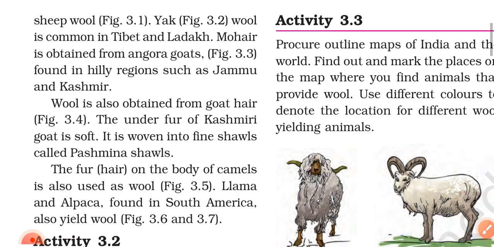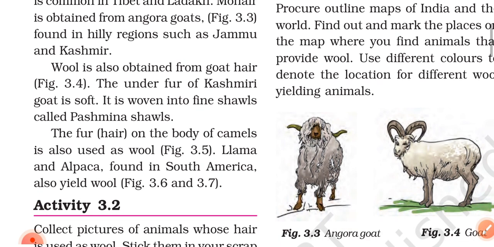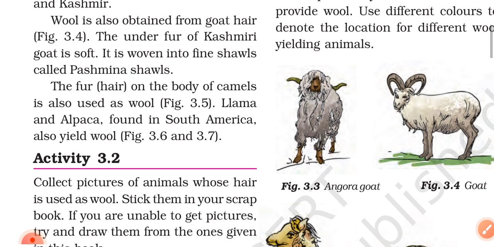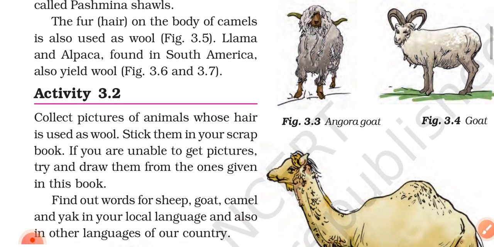Mohair is obtained from Angora goat, found in hilly regions such as Jammu and Kashmir. Wool is also obtained from goat hair. The under fur of Kashmiri goat is soft. It is woven into fine shawls called pashmina shawls. The fur on the body of camel is also used as wool. Llama and alpaca, found in South America, also yield wool.